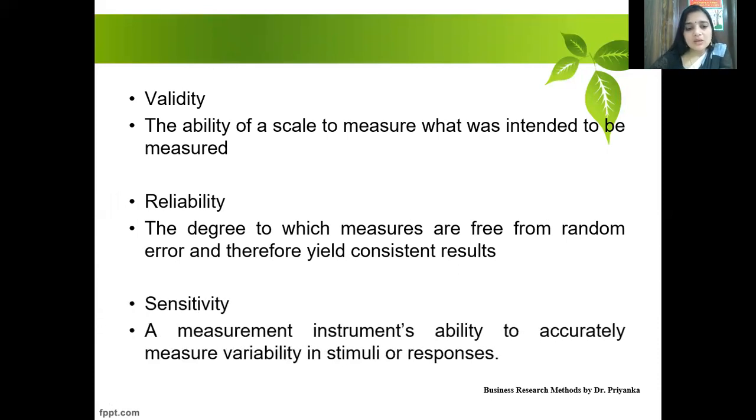Then sensitivity, a measurement instrument's ability to accurately measure variability in stimuli or responses. Sensitivity is one step ahead of validity and reliability. When you know that validity and reliability are being checked, then you will be checking the actual sensitivity of that tool, whether it is able to accurately measure the variability in the responses or not. This is also important in the case of interviewer studies.